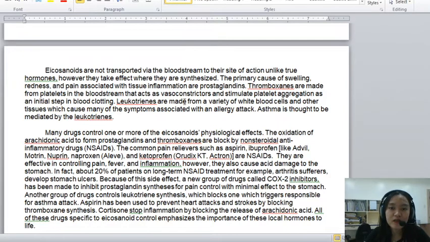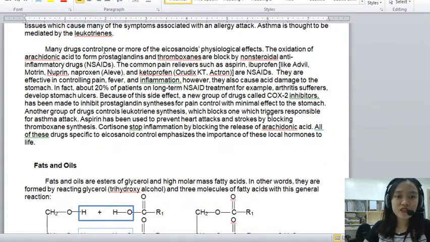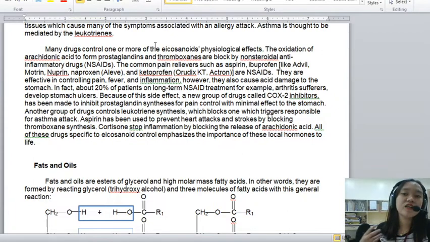So leukotrienes are made from a variety of white blood cells and other tissues which cause many of the symptoms associated with allergic attack. So, ang main function ng inyong leukotrienes is the action for allergic reactions. One example is asthma, which is mediated by your leukotrienes. So, many drugs control one or more of the eicosanoids' physiological effects. Bakit? Kasi yung eicosanoids natin, they are the ones responsible for inflammation, di ba? Pain, and reactions of the body for allergic attack.